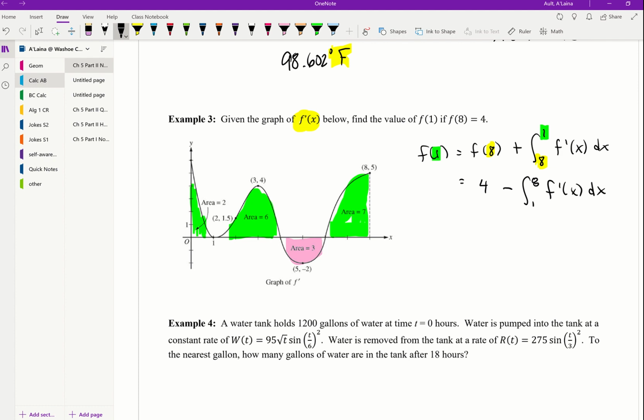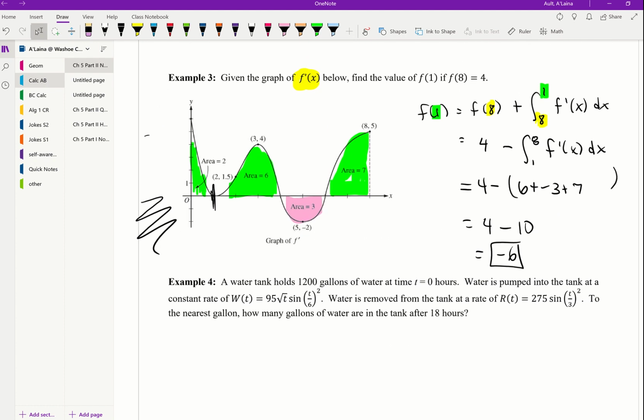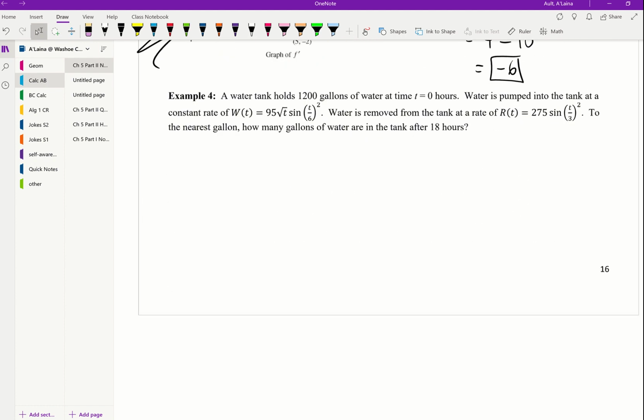limit order here. And so this would be 4 minus, and from 1 to 8, I'll start when x is 1, I have an area of 6, an area of negative 3, and an area of 7. So this is 4 minus 10. And I know that at negative 1, with whatever area was already here, I'd have to accumulate negative 6 units squared. There's no real units here in area. You can see there's nothing in the problem that way.